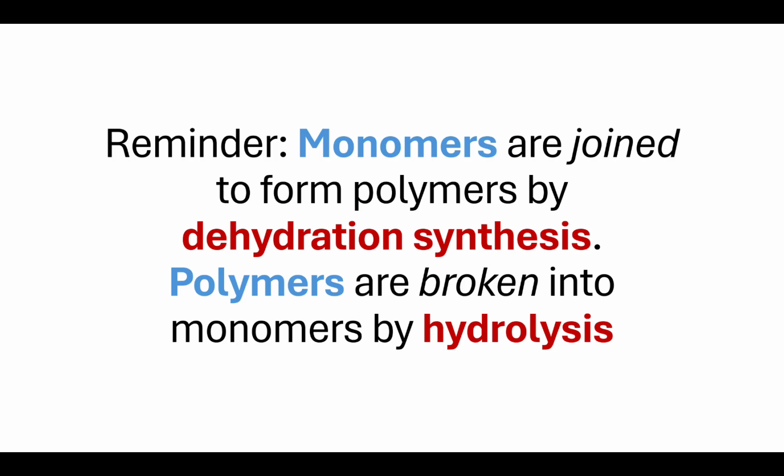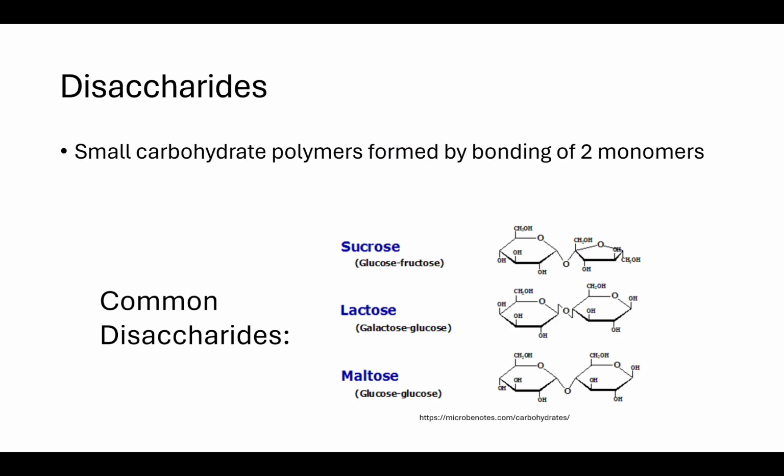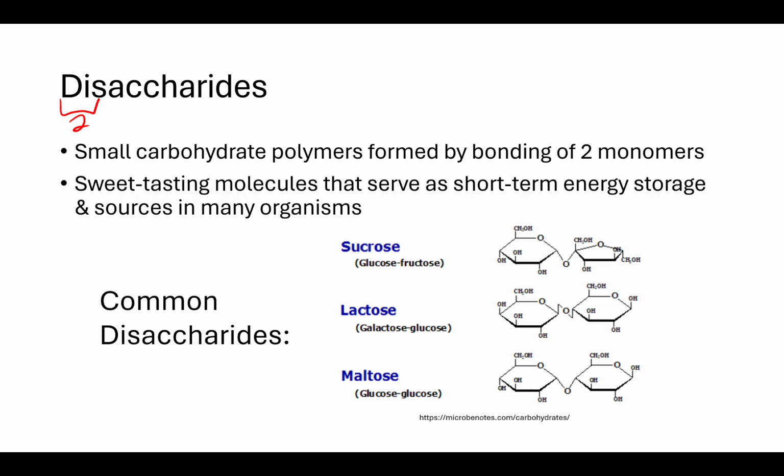And just a reminder that all monomers in these biomolecules are joined to form polymers by dehydration synthesis, which we talked about in lesson 1.3. And polymers are broken down into monomers by the process of hydrolysis, which we also talked about in that lesson. So a small type of polymer for carbohydrates is called a disaccharide. So di means two. And literally, disaccharides are two sugars or two monomers that are bound together. The only reason I wanted to mention them is because they do play an important role in biology, especially serving as a short-term energy source for a lot of organisms.